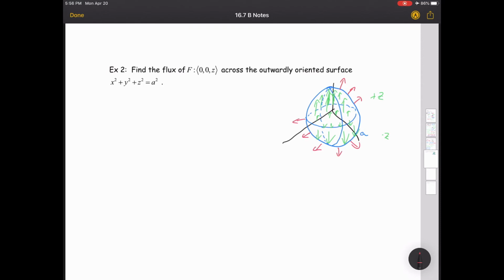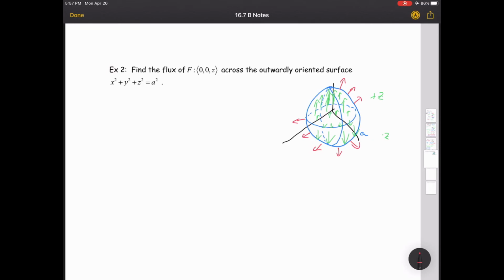And that's what we're looking for. Those are the pieces that we're looking for. So in order to figure out the flux, again, what we're going to need is the force parameterized. Okay, we can do that pretty easily. And we're also going to need the cross product.